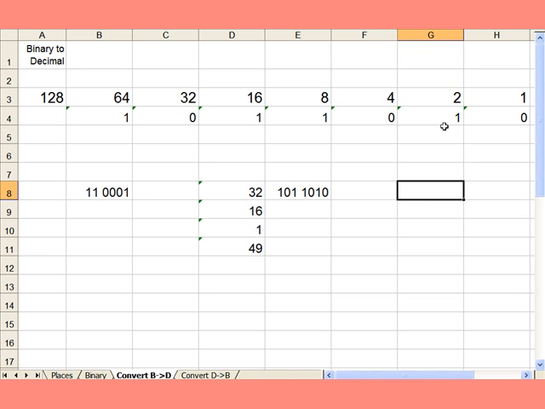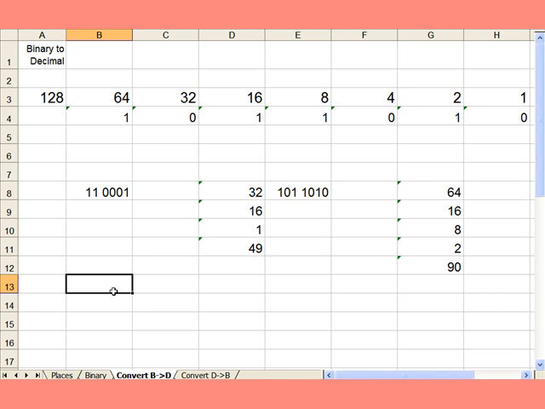1, 0, 1, 1, 0, 1, 0. Let's add them up. 64, 16, 8, and 2, and those are going to add up to an even number. There's 10, 16, 20, 8 and 1 is 9. So we have 90. The decimal number 90 is 101 1010 in binary.